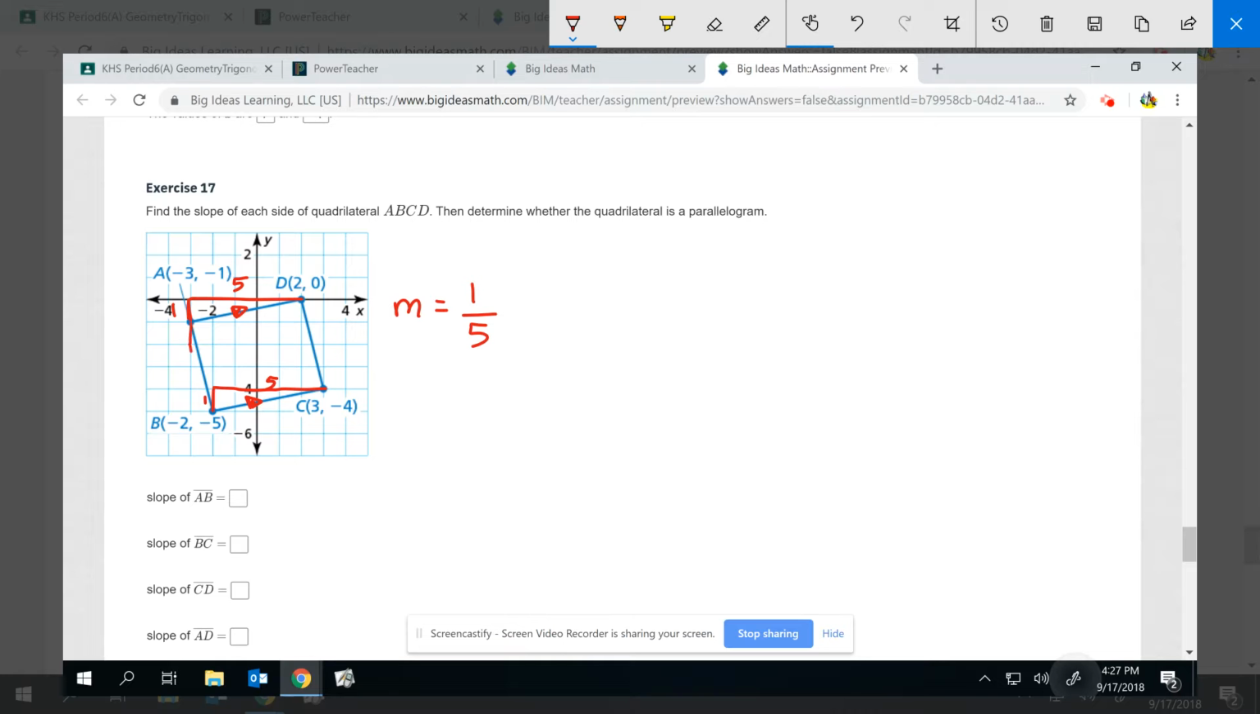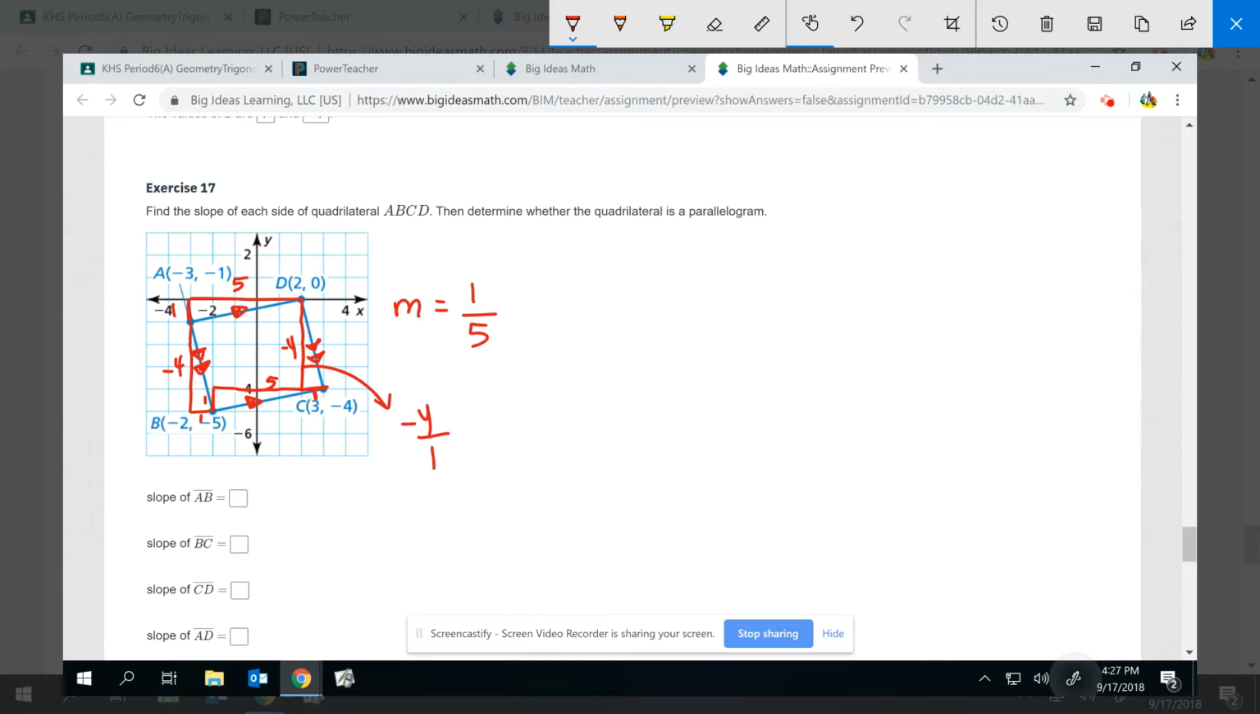This one is down 1, 2, 3, 4 and over 1. Down 4 over 1. This one goes 1, 2, 3, 4 down and over 1. -4 over 1. So yes, that is parallel. And so you could also say that this line is parallel to this blue line. 2 arrows goes to 2 arrows. So yes, that is definitely a parallelogram.